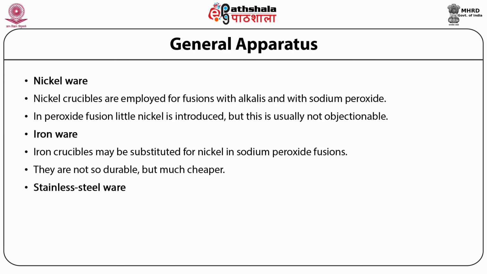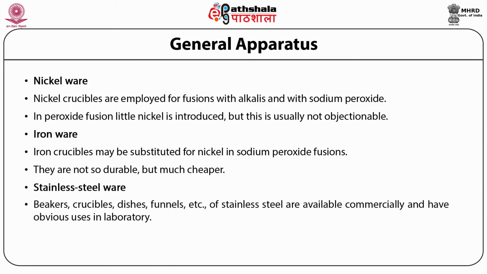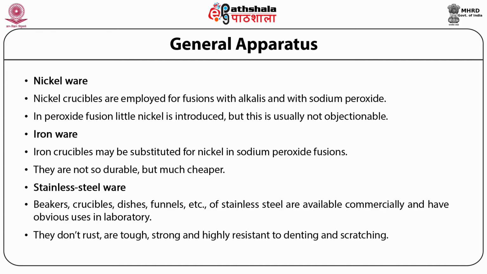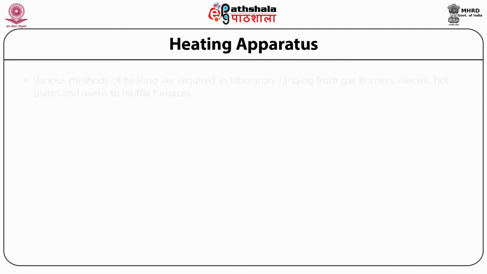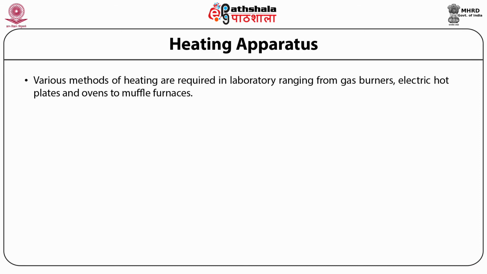Stainless steelware. Beakers, crucibles, dishes, funnels, etc. of stainless steel are available commercially and have obvious uses in the laboratory. They will not rust, are tough, strong, and highly resistant to denting and scratching. Heating apparatus. Various methods of heating are required in the analytical laboratory, ranging from gas burners, electric hot plates, and ovens to muffle furnaces.